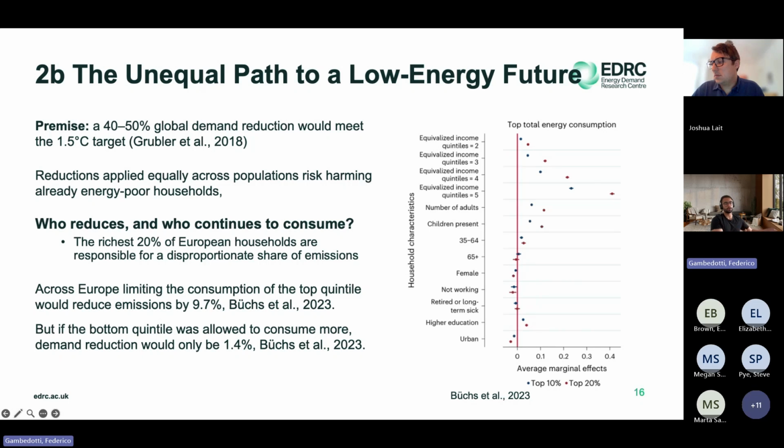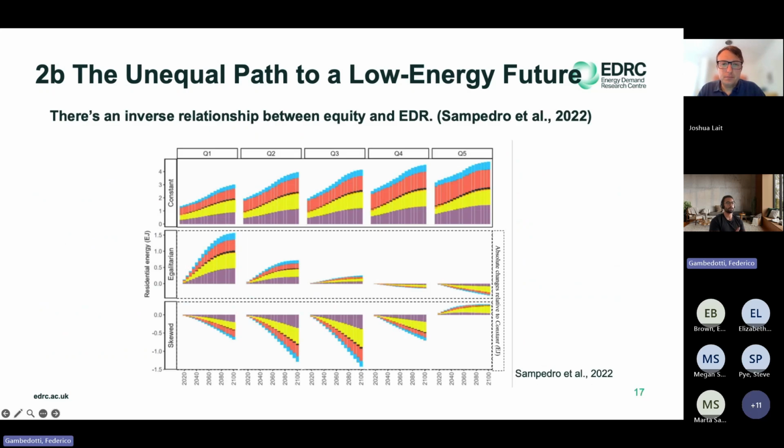What if we wanted to help the bottom 20% and help them consume more without having to incur all the energy bills and costs that are obviously associated with higher consumption? So they lowered the consumption in one group and they added a little bit to the other, and they found out that the energy demand reduction that they would have achieved was only 1%. So the question that comes up is: is there a trade-off between energy demand reduction and energy equity?